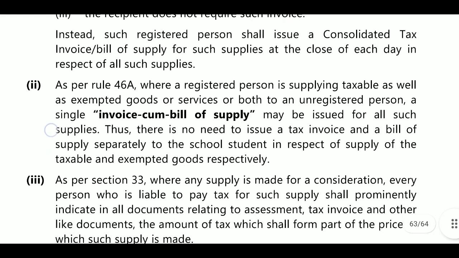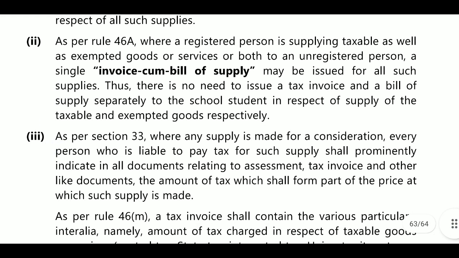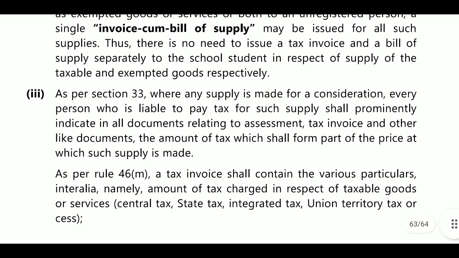Next, what are our advices? As per Rule 46A, where a registered person is supplying taxable as well as exempted goods or services, or both, to an unregistered person, a single invoice cum bill of supply may be issued for all supplies. Thus, there is no need to issue a tax invoice and bill of supply separately to the school students, who are unregistered persons, in respect of supply of taxable and exempted goods respectively. That is question number 1, now the second advice.